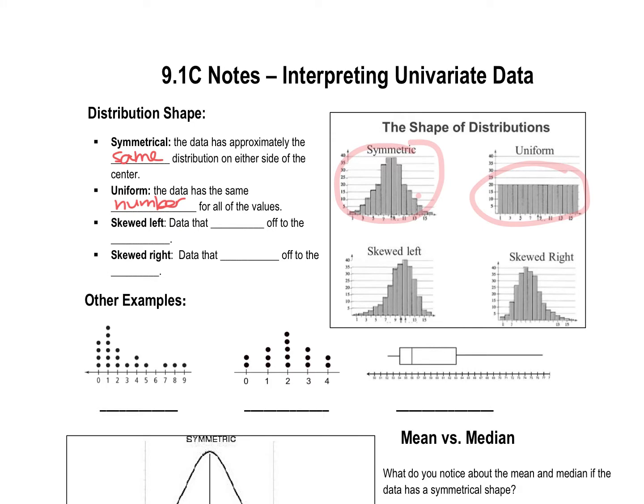Our next type is skewed left. So this is skewed left right here. And I know it's skewed left because this is where the tail is. It kind of is spread out here to the left. So data that trails off to the left is considered skewed left. Then our next one is skewed right. For skewed right data, this one right here, you see the trail, it trails off here to the right, kind of peters off. So this one would be skewed right, data that trails off to the right.